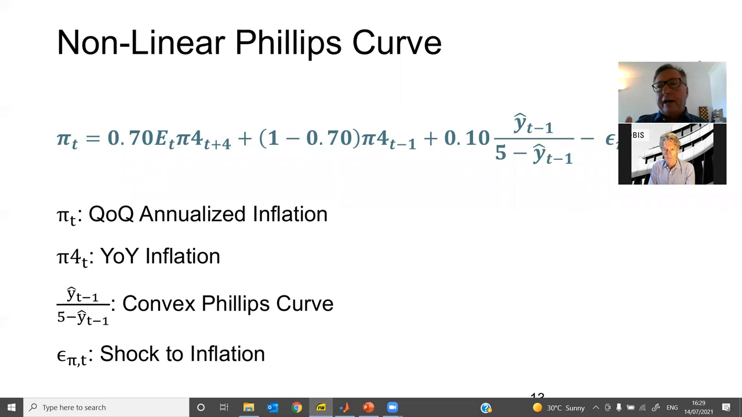Exactly. So right now, the function assumes that the Phillips curve is really, really flat in the region of minus 2 to plus 2. So minus 2 is excess supply, plus 2 is excess demand. And then the effects of excess demand start to get bigger as the output gap rises above 2. Once we get into 4% excess demand, we start getting lots of inflation. Now, on the other side of that convex Phillips curve, we also have a super flat Phillips curve.